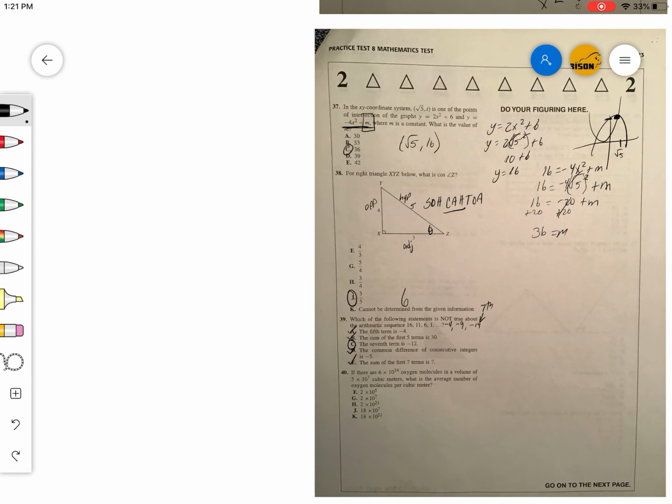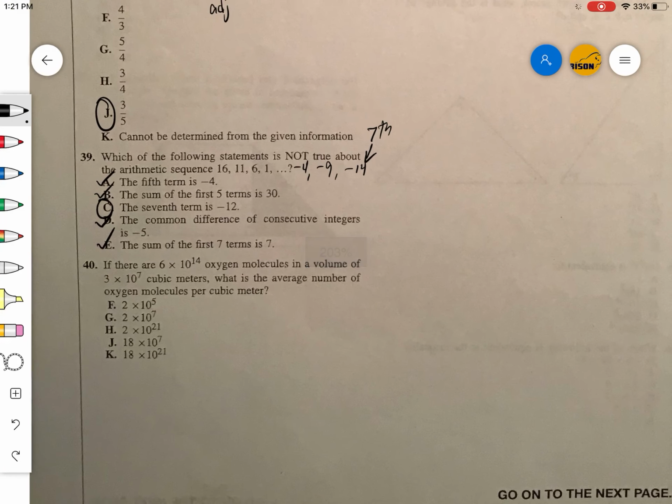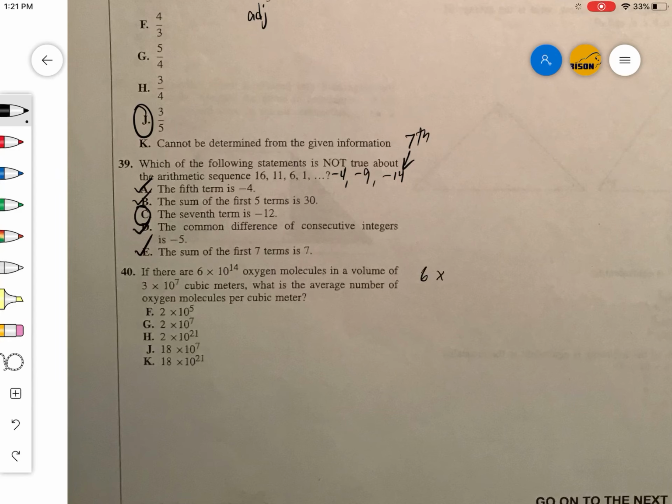So I need to do the top number, that first one they give me, 6 times 10 to the 14th, and I need to divide it by 3 times 10 to the 7th. Okay, I can do the decimal points out, or legitimately I can just type it in like it is. So I'm going to type it in like it is. 6 times 10 to the 14th over 3 times 10 to the 7th.